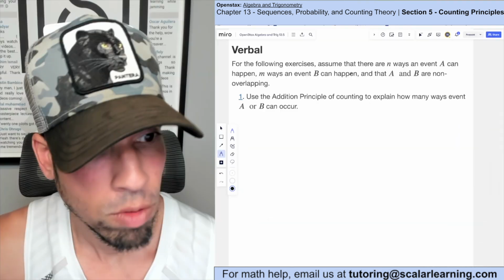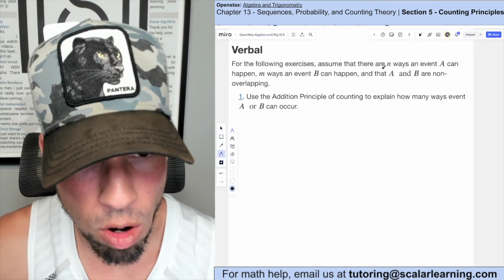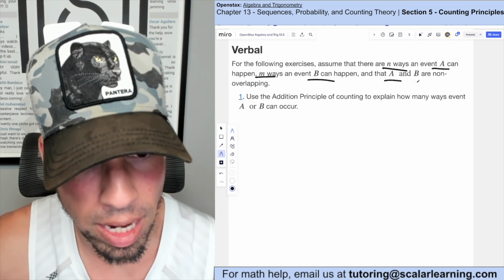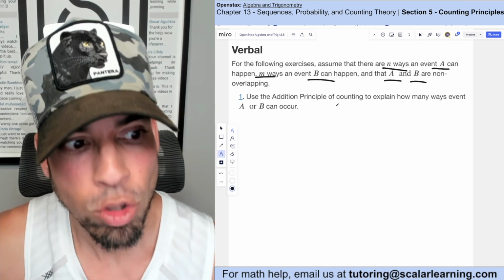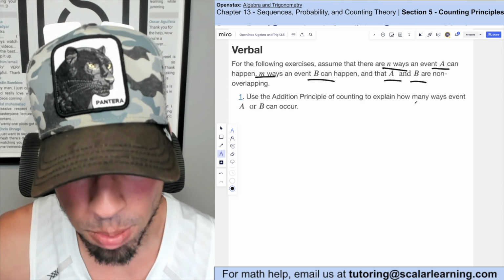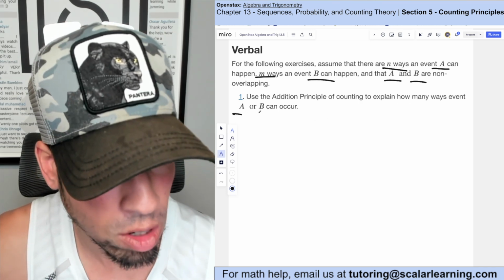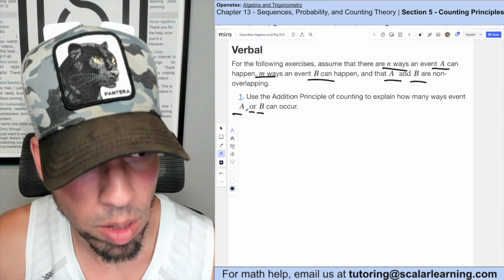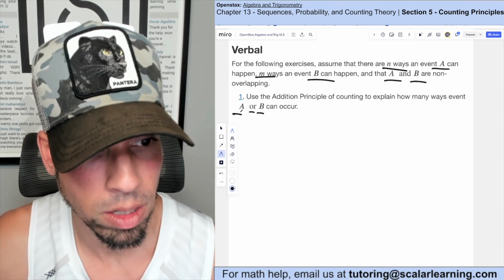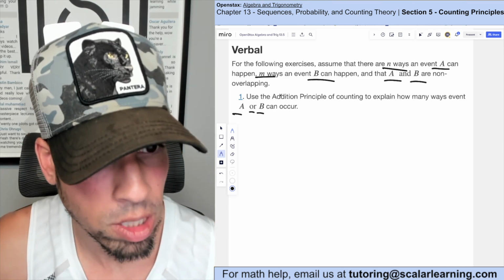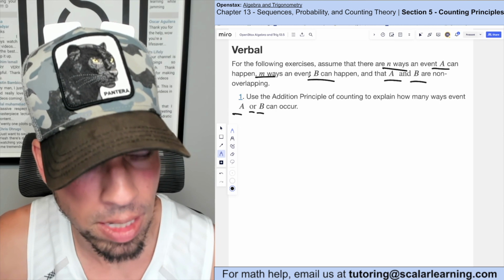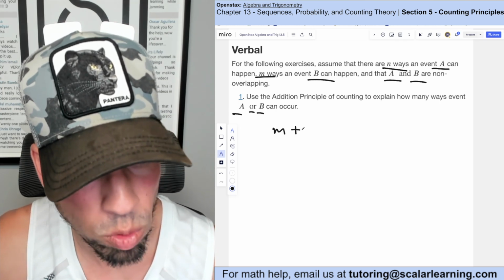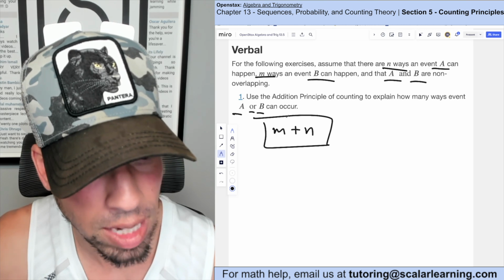Let's do it. For the following exercises, assume there are n ways an event A can happen, m ways event B can happen, and that A and B are non-overlapping. Use the addition principle of counting to explain how many ways event A or B can occur. When we see this word or in the middle, what we're doing to calculate this is simply taking the sum of m and n, meaning the amount of ways A and B can happen. So the answer would be m plus n. That's how you do it.